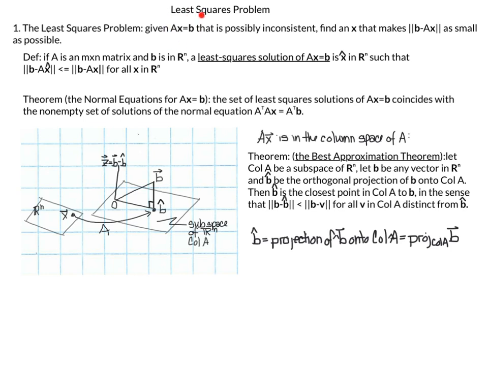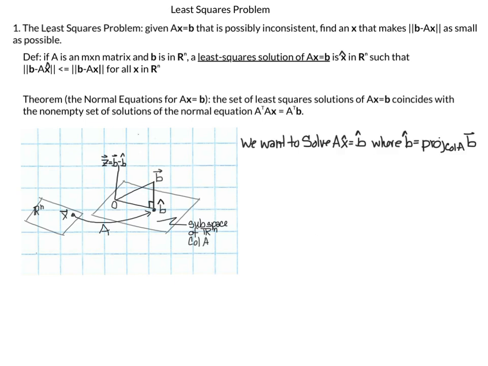So we want to solve this equation here. We're going to call the X that gets mapped to B hat X hat. So we're trying to find X hat such that AX hat equals B hat. This is our problem. I cleared space out, but I believe this picture along with this statement summarizes what we've been discussing: we want to solve AX hat equals B hat, where B hat is the projection of the vector B onto the column space of A.